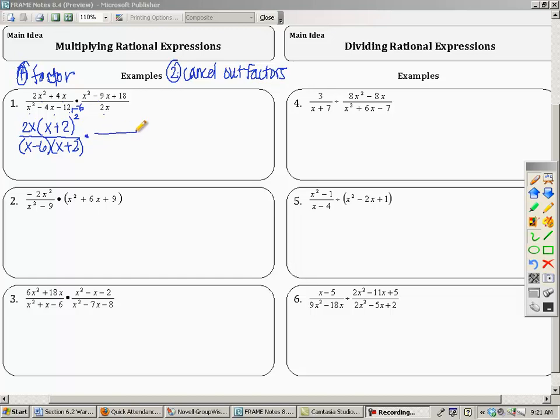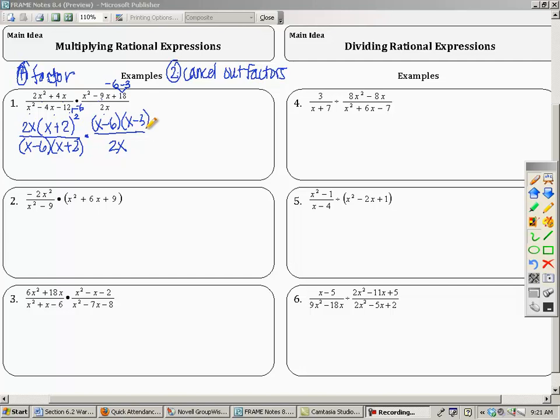Now, this denominator of 2x doesn't have anything else, so we're just going to leave a 2x in the denominator. But in my numerator, I'm going to try and get 18. 18 is 6 times 3. If I need to get a negative 9, they both have to be negative. So I have factors of x minus 6 and an x minus 3.